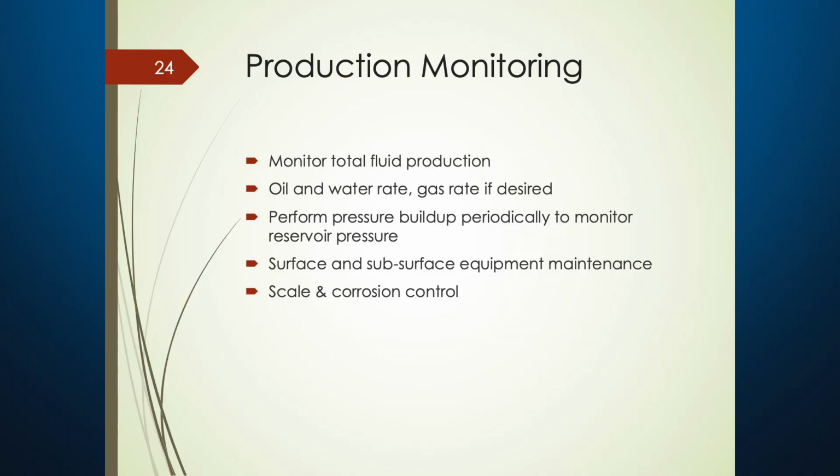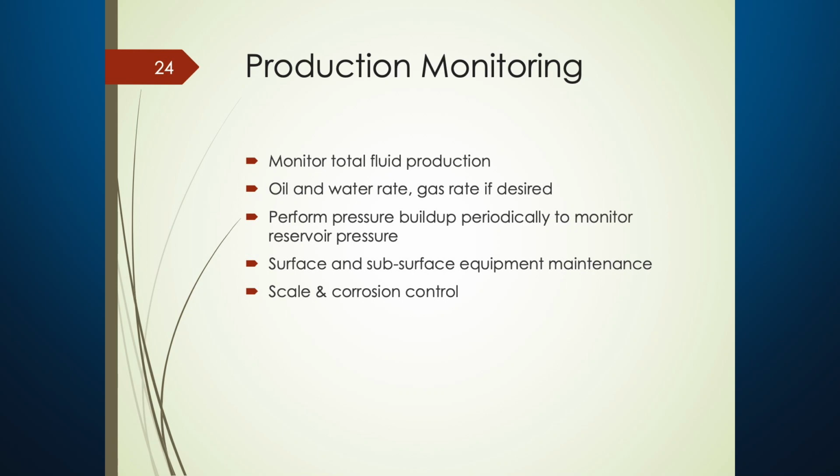So we've got our well on production. We've got to monitor our total fluid production, our oil and water rate. We keep track of all these things. We've got to create a decline curve. The well declines, we plot that. We determine how long the well's going to produce. What's going to be our time of abandonment? All of these things. Pressure buildup.